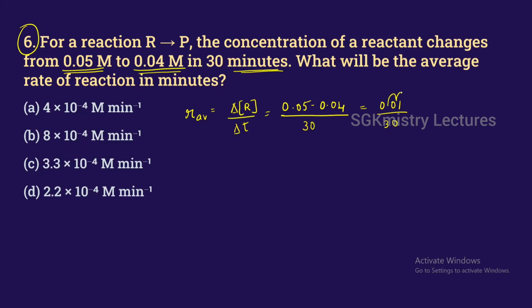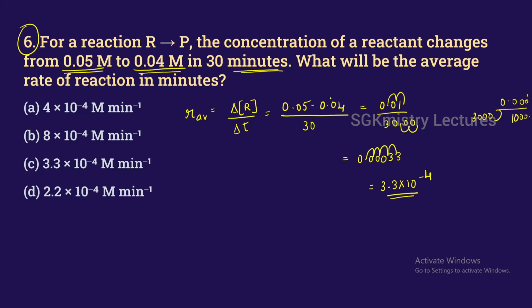So you can shift the points 1, 2. Here you can do the shifting of the points. So 1 by 3000, that is 0.00033. So you can shift the points 1, 2, 3, 4. When you shift the points this side 4 times, you get 3.3 into 10 to the power of minus 4.